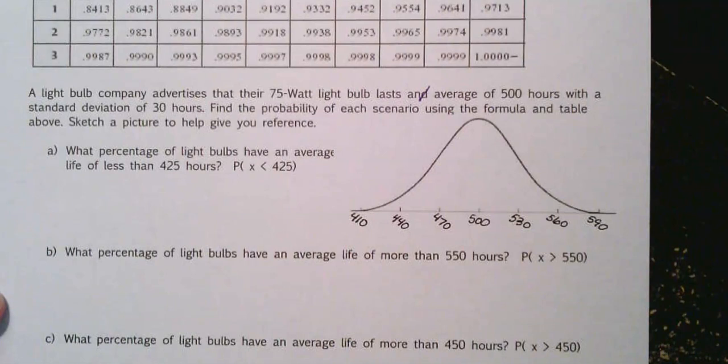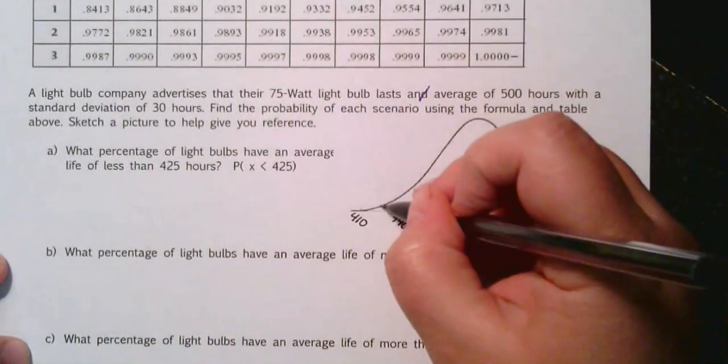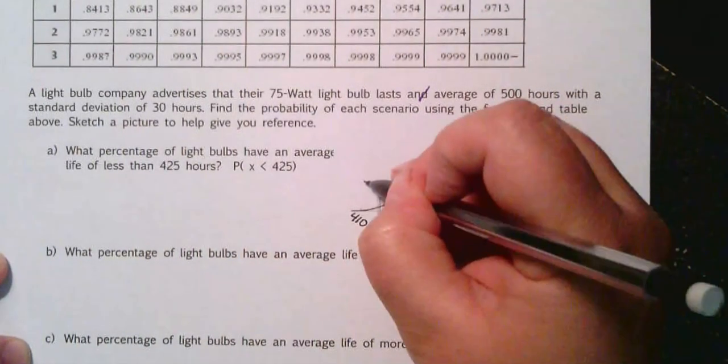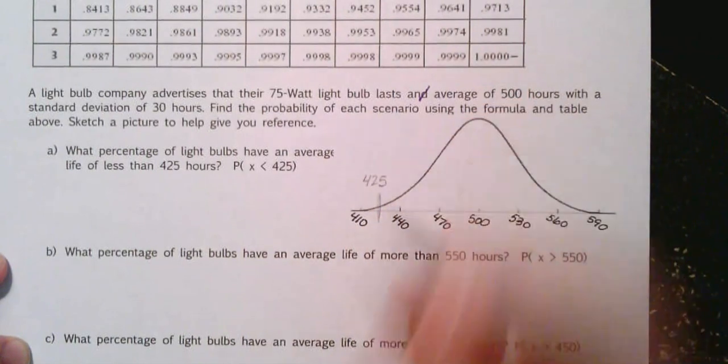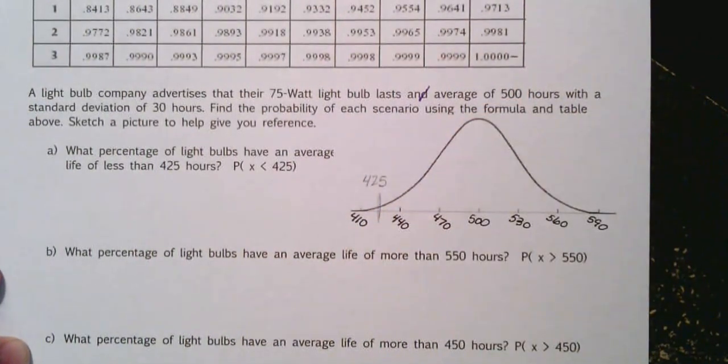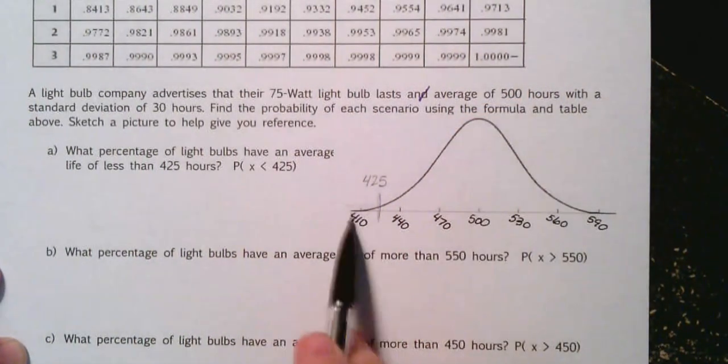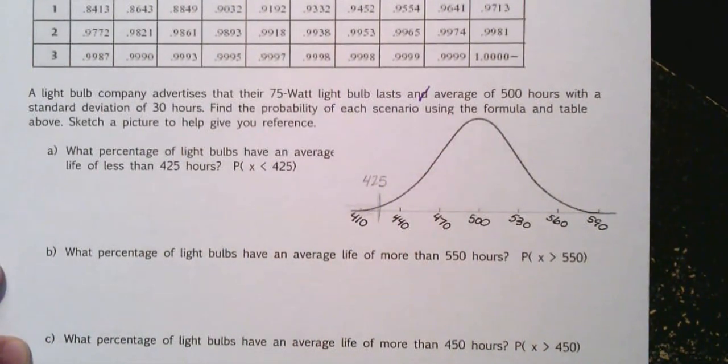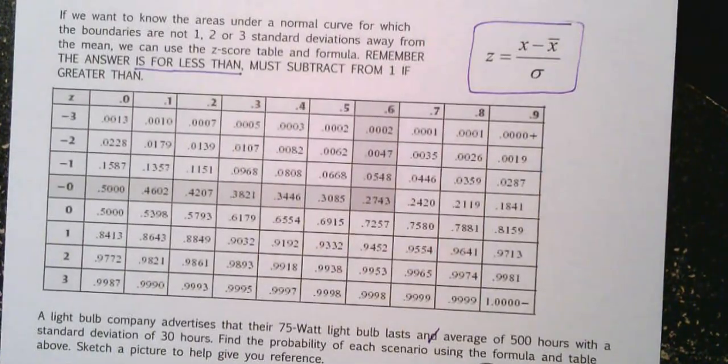Okay, find the probability of each scenario using the formula and table above. Sketch a picture to help you reference. What percentage of the light bulbs have an average life of less than 425 hours? So let's look at where 425 falls here. It's in between there somewhere. We don't have to be too precise about it. That's where we are. Now they want less than, so they want shaded to the left from there. That's good, because that's what the table tells us. The table tells us to the left.